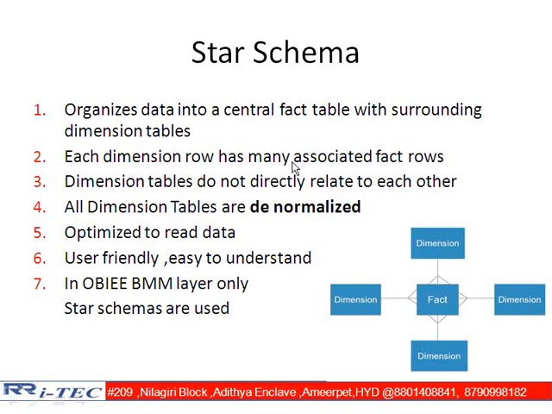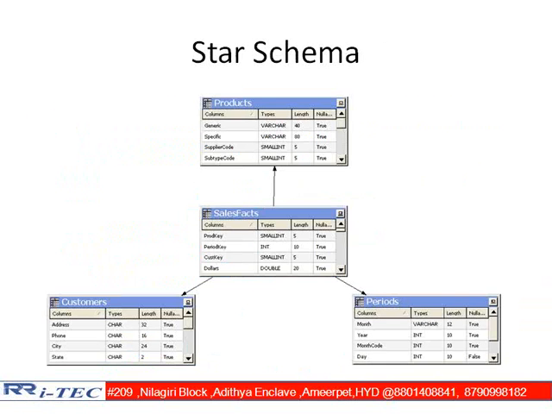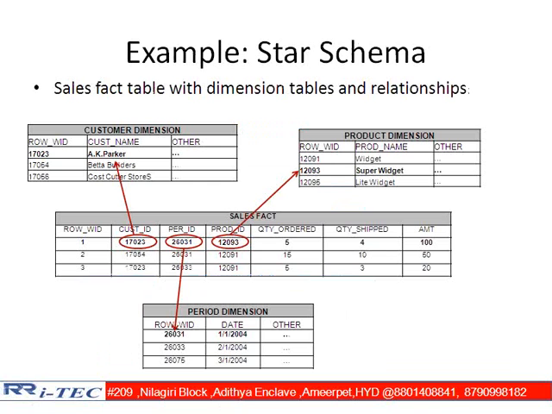Next point, important. Each dimension row has many associated fact rows. To explain this clearly, I want to go to the next slide. Let us see this slide, observe, sir. This is taken from our OBIEE only. What are the dimension tables here, sir? Customers, products, periods. And this is sales facts. Is this a fact table or not? This is a dimension table, this is a dimension table. I have taken some data out of it. This is the data I have. If you take this dimension table, I have a row width.